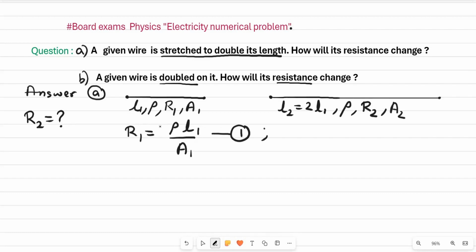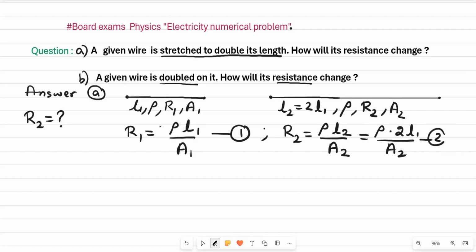Coming to the second equation, about the wire when it is doubled in length. The new resistance is R2. So R is equal to rho L by A. This we know. If length is doubled and the area is some new area A2, then resistance also changed. So this is the new resistance R2, equal to rho L2 by A2. L2 is twice L1, and we have no information about the area. What happened to the area? We don't know. So let this be equation 2.